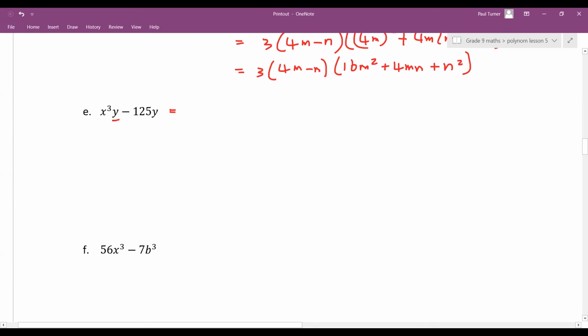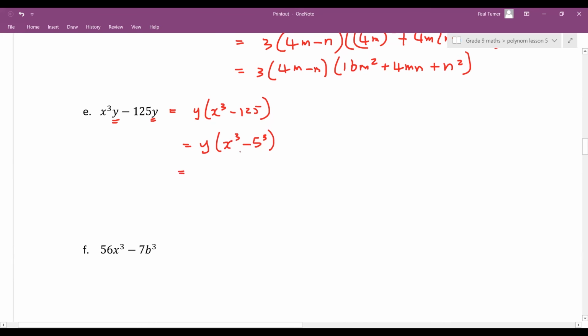So look here, you've got a common factor, which is y. And so take that out. x cubed minus 125. And if you know your cubes well, 125 is 5 cubed. x cubed minus 5 cubed.